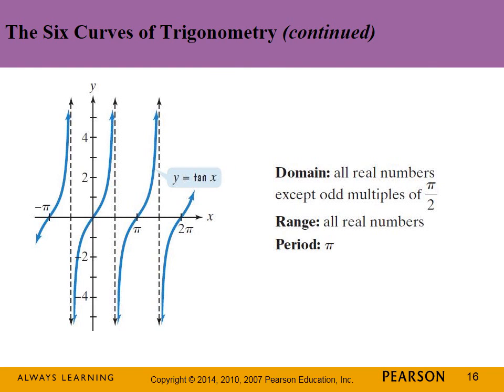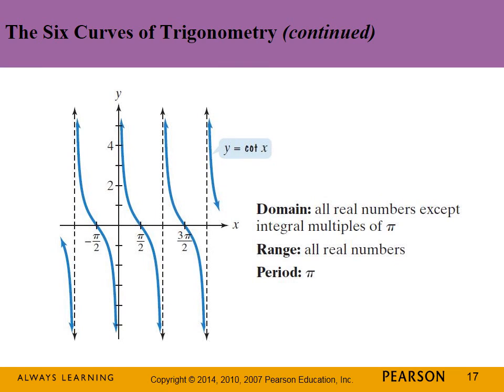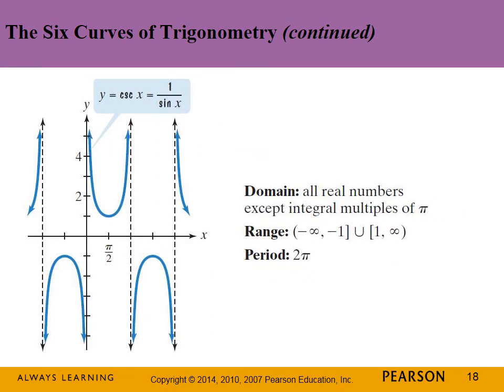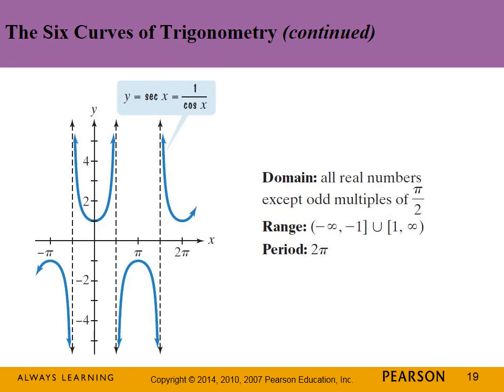y equals tangent of x, which we went over in part 1 of section 4.6. The cotangent of x, and then we just went over y equals the cosecant of x and y equals the secant of x. So between sections 4.5 and 4.6, you now know how to graph any trigonometric function.